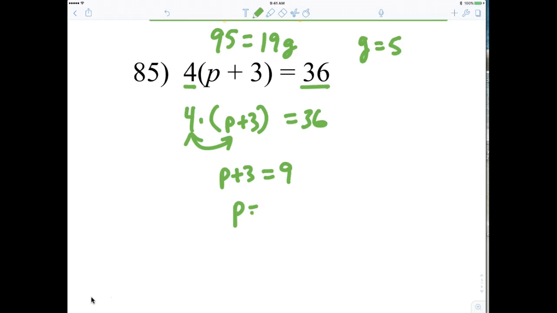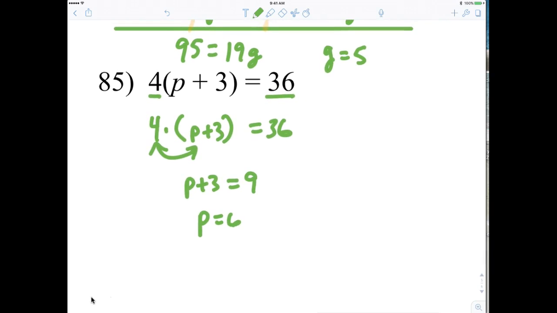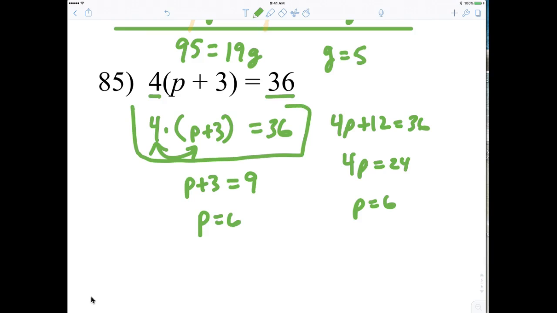So P equals 6. Now let's say I didn't see that. I would do 4P plus 12 equals 36. 4P equals 24. Do I get the same answer? Yeah, same answer. I just think when you can make an observation to make the problem easier, you should. So you can only do that when you can.